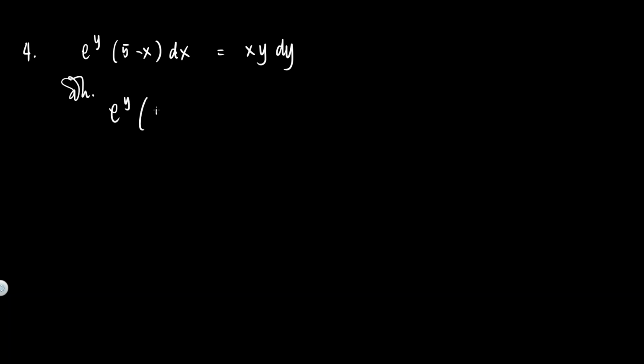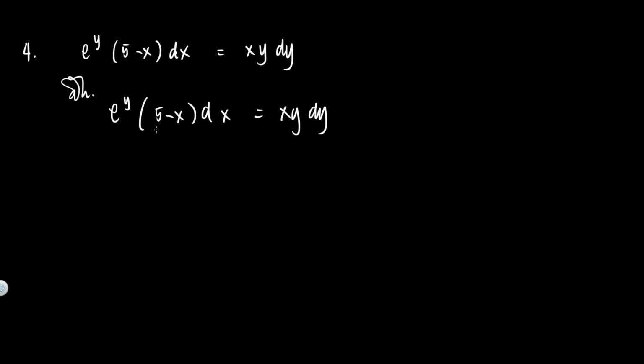Okay, number 4. e to the y times (5 minus x) dx equals xy dy. Okay. So, paano naman ito? So, solution. So, copy mo na. e to the y times (5 minus x) dx equals xy dy.